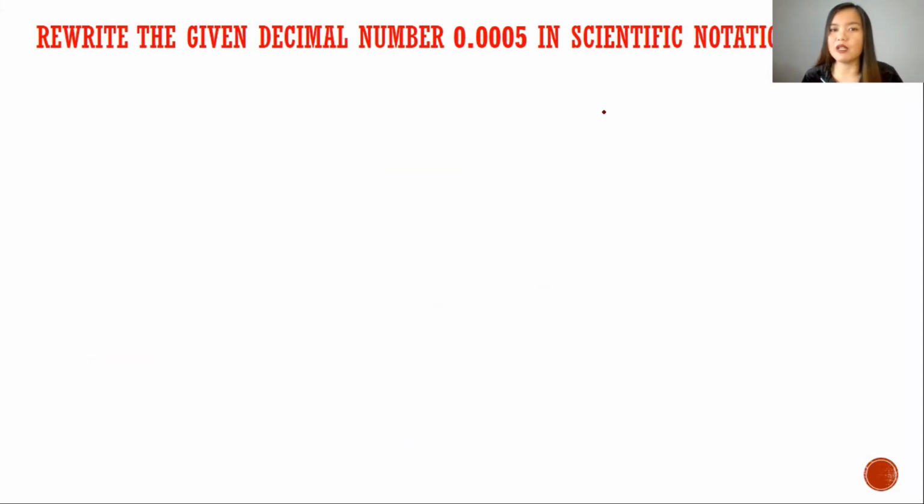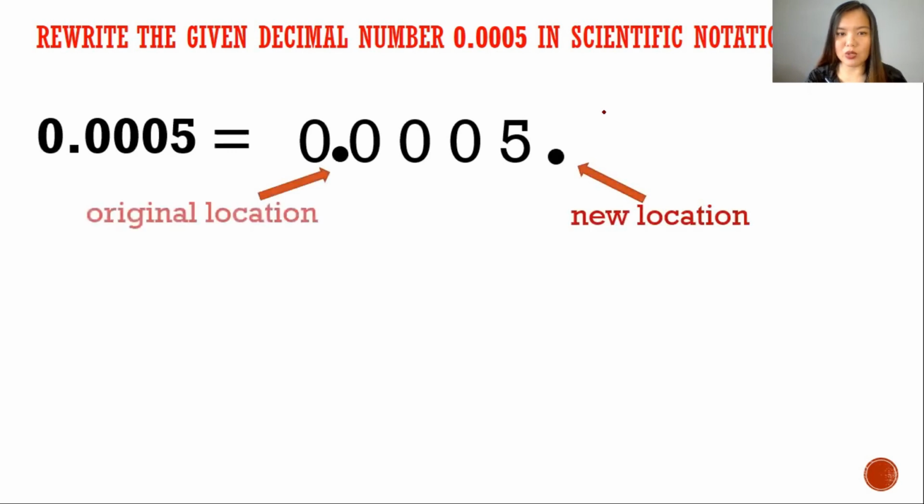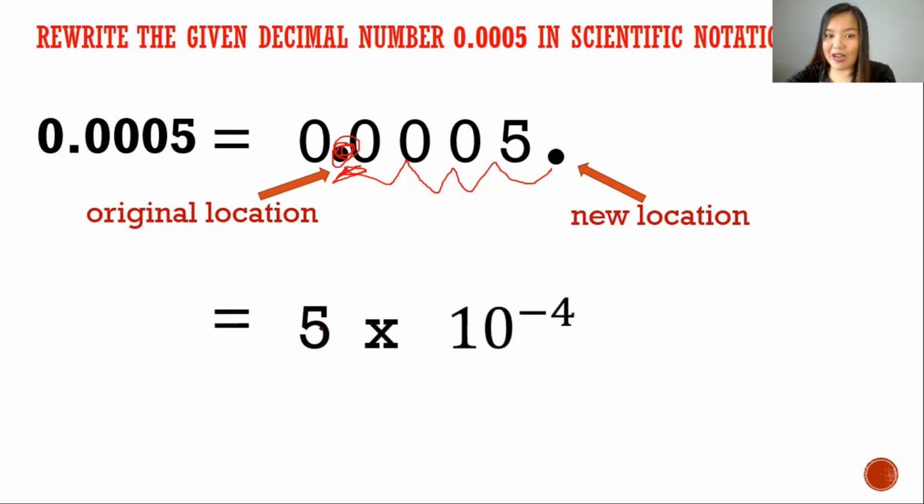Rewrite the given decimal number 0.0005 in scientific notation. The first thing we need to do is write the given, and then identify the original location and the new location. The original is in this part, and the new location is in this part. We count the decimal places from new to original: 1, 2, 3, 4. There are 4 decimal places to the left. Therefore, your answer is 5 times 10 raised to negative 4. It goes to the left, that's why it is negative 4.